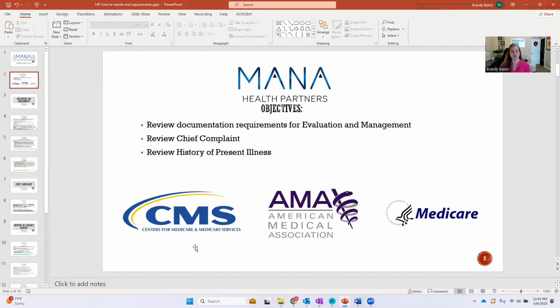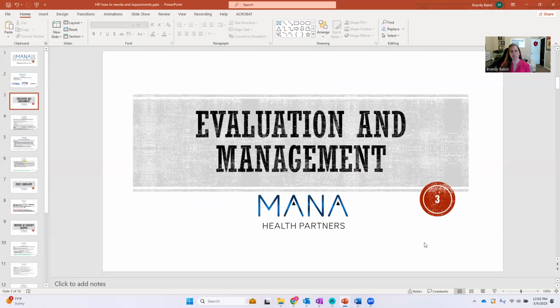So we utilize CMS and the American Medical Association guidelines in order to be reimbursed by Medicare. We follow those standards so that we can meet the medical necessity and the criteria needed for our documentation to support payment on reimbursement. And most insurances follow these same guidelines. So let's talk about evaluation and management first.